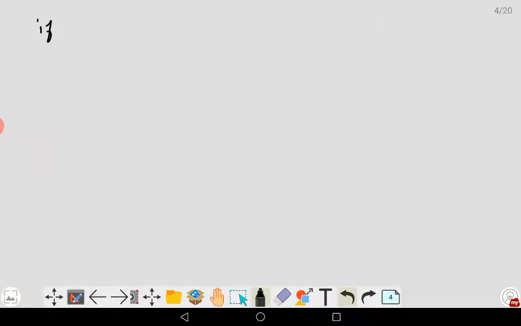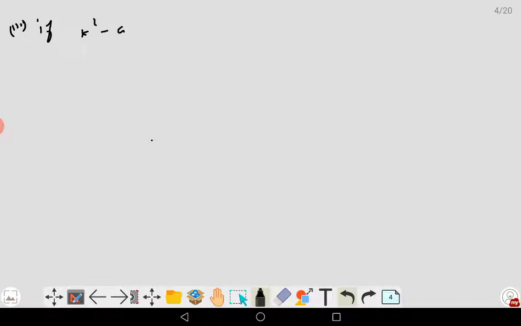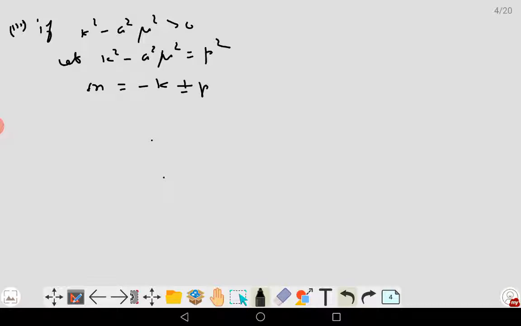And one more case, case 3: if k square minus a square mu square is positive, we let k square minus a square mu square equal p square, and we can write m is minus k plus or minus p. So these are real roots. m1 is minus k minus p, and m2 is minus k plus p.